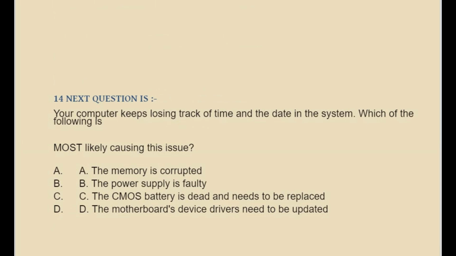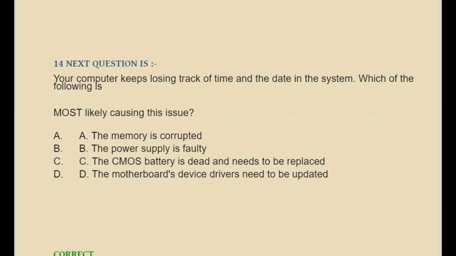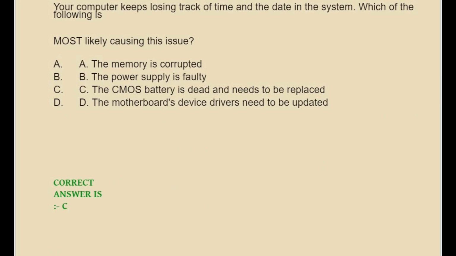Question is, your computer keeps losing track of time and the date in the system. Which of the following is most likely causing this issue? Option A. The memory is corrupted. Option B. The power supply is faulty. Option C. The CMOS battery is dead and needs to be replaced. Option D. The motherboard's device drivers need to be updated. Correct answer is option C.